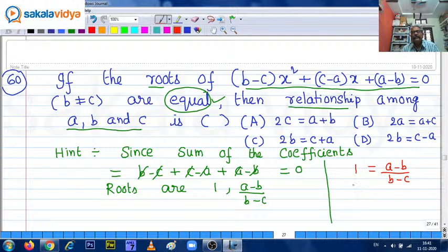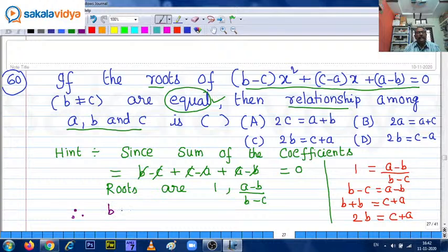Cross multiplication. So b minus c equals a minus b. Take minus b this side, take minus c this side. B plus b equals c plus a. So 2b equals c plus a. Or we can say one more condition also.